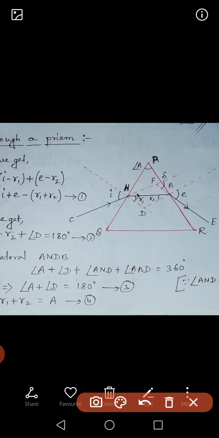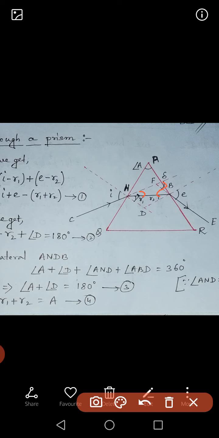Now this angle, since this is E, the whole angle is again E, vertically opposite angle. Since this is E and this part is R2, what is angle FEH? E minus R2. So this angle is E minus R2, this angle is I minus R1, and delta is the exterior angle.